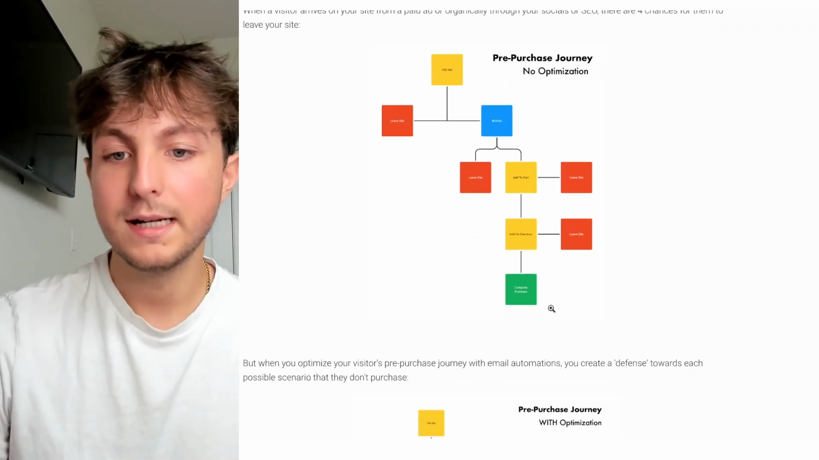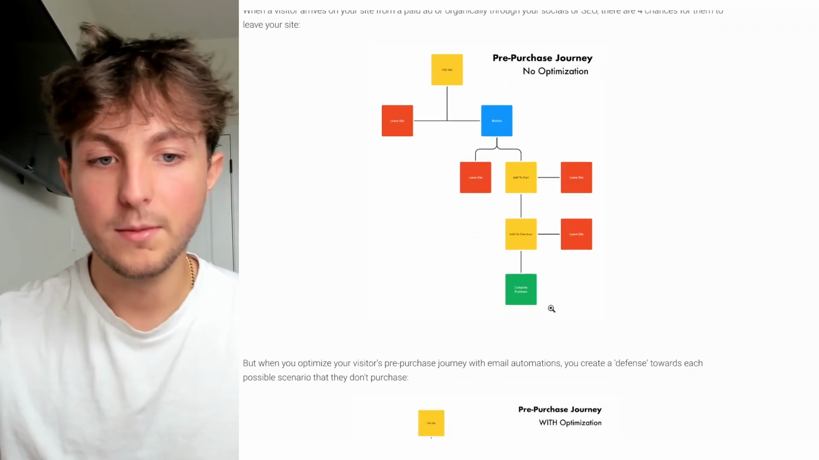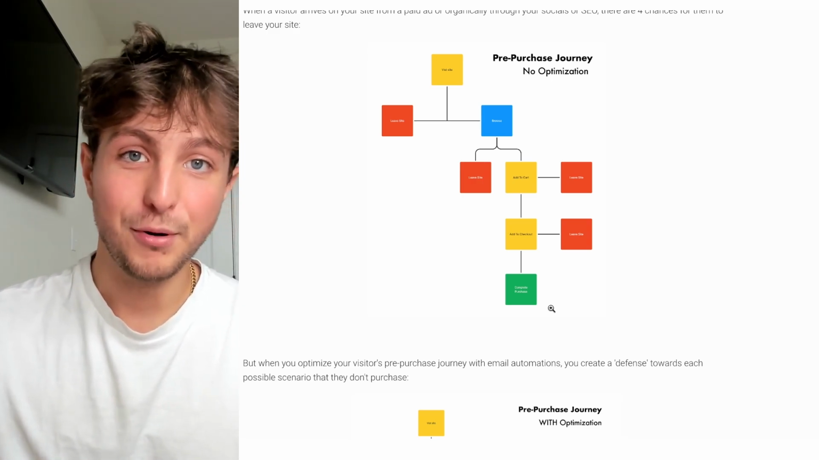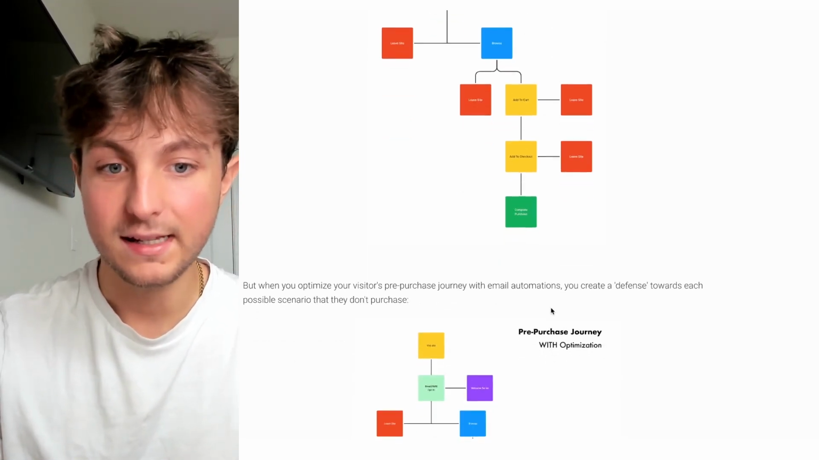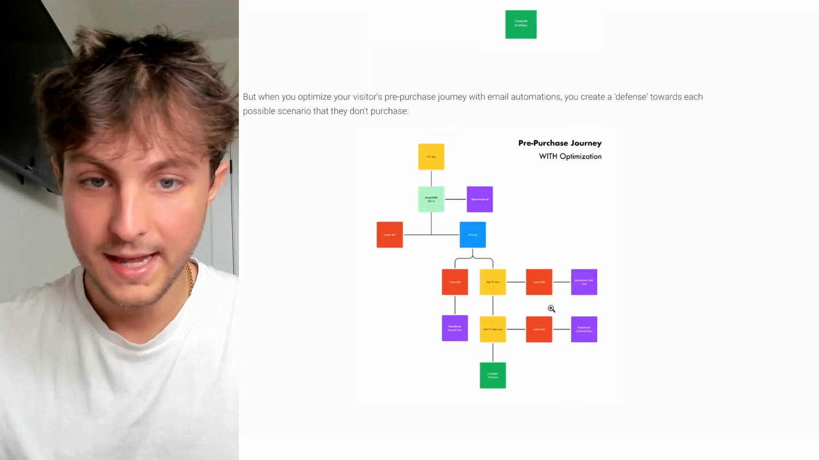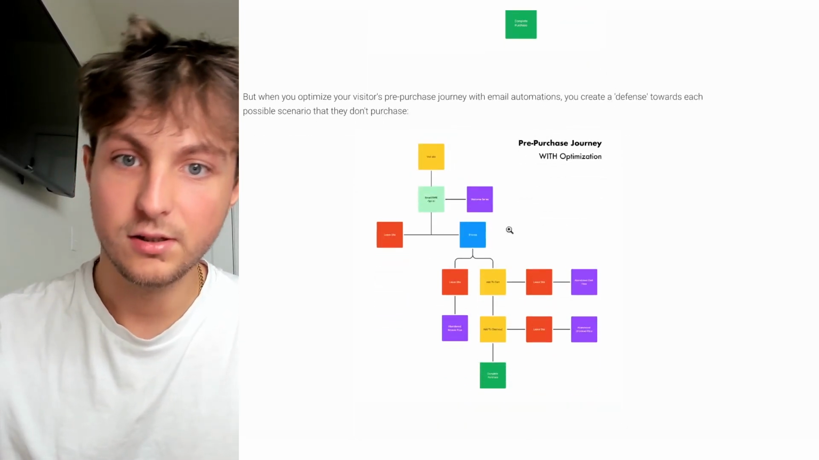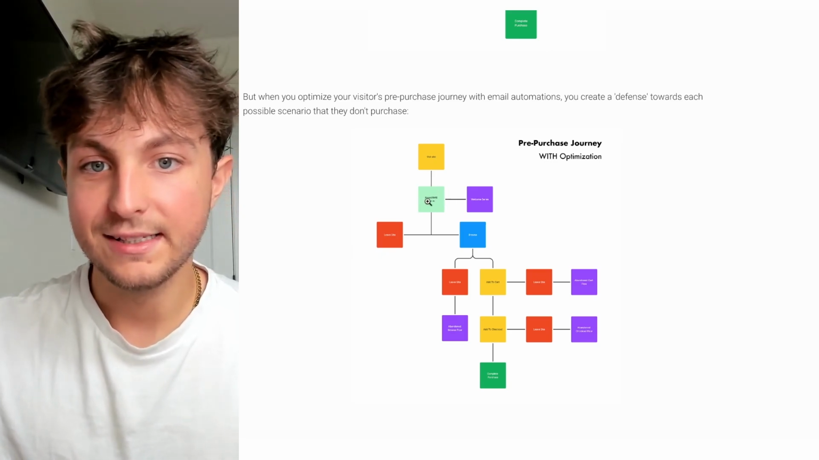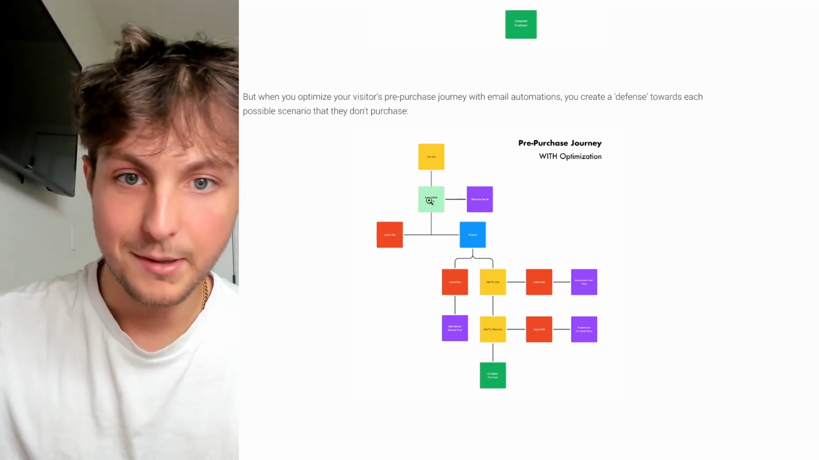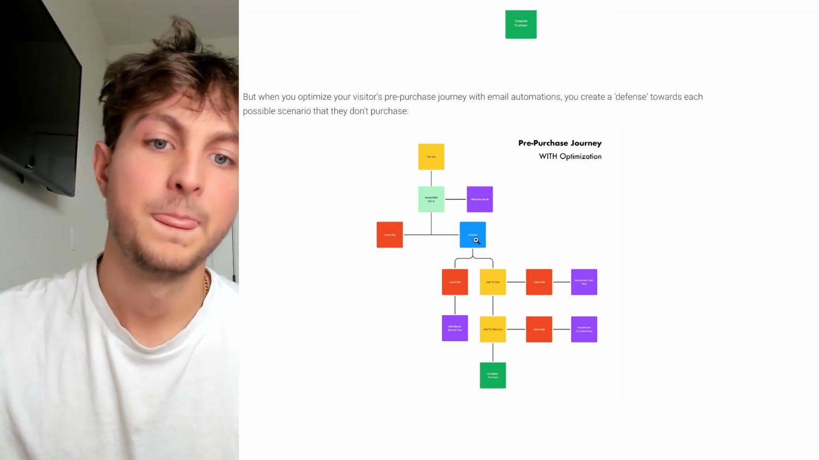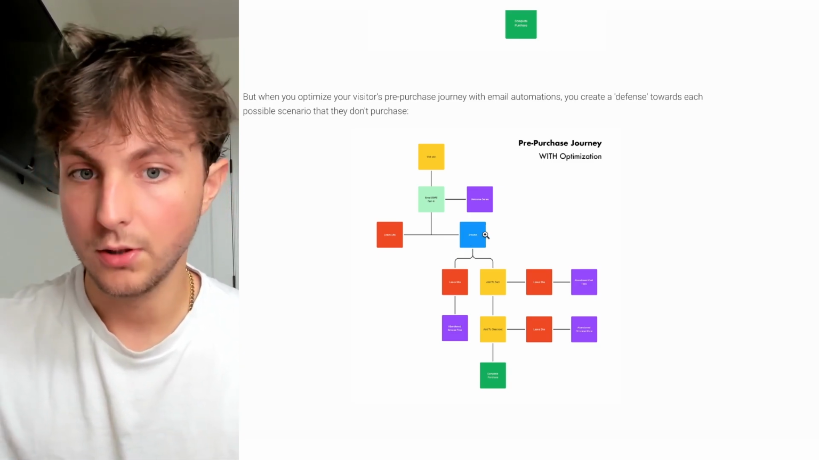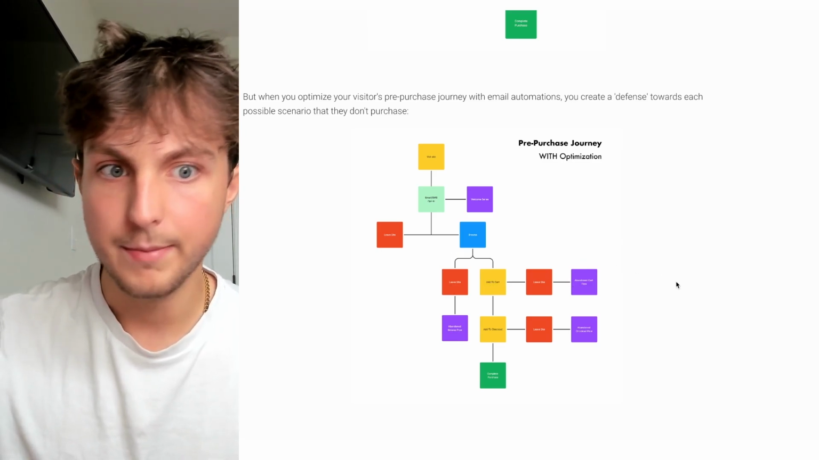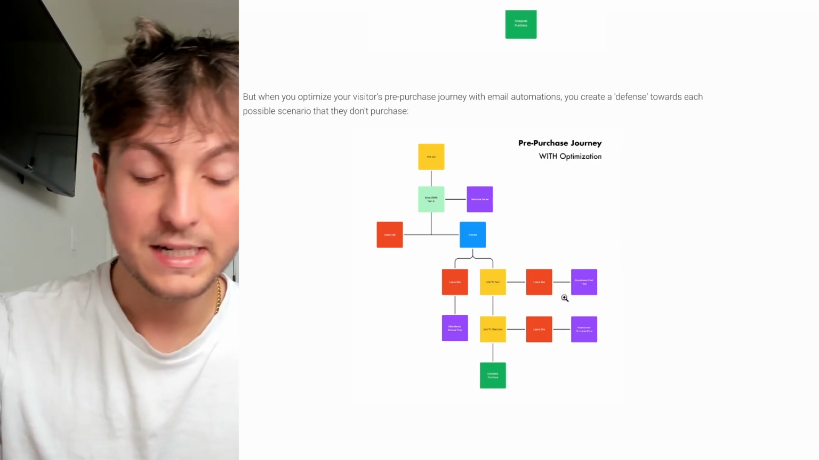But when you optimize your visitor's pre-purchase journey with email automations, you create a defense against each possible scenario where they don't purchase. It's somewhat like Gary Payton. You install a Gary Payton system into your pre-purchase journey. So if someone visits your site but plans on leaving, you're okay because they signed up to your opt-in and now you have their email and SMS to send them the welcome series. Someone looks at an item they like or don't like and leaves the site, guess what? Now they have the abandoned browse. They add to cart, same thing, abandoned cart flow. They get to checkout, abandoned checkout flow.